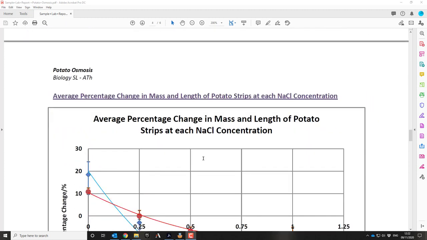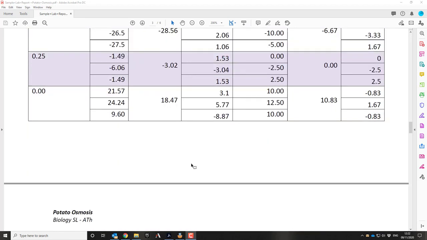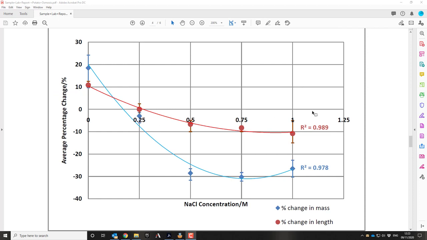So the first thing you need to think about with this is, what are you actually trying to do? What's the aim? Well, you're studying osmosis. You're studying osmosis in plants by looking at potato tubers. Now, what does that actually mean? Now, if I continue down, I end up with a graph. So it's telling me that the percentage change in weight is different depending on the salt concentration. It reaches a minimum and then it goes up again on either side of that minimum.